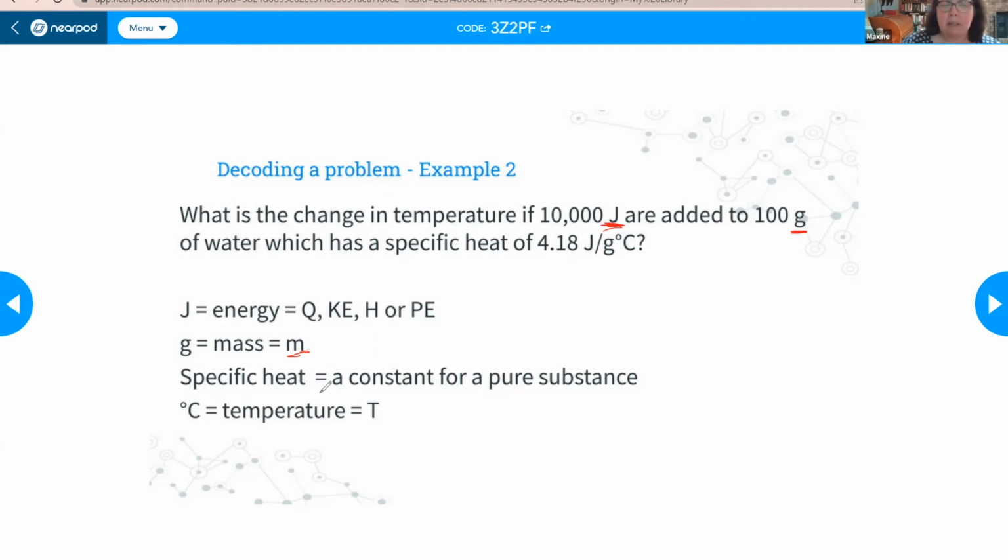Specific heat is a constant for a pure substance, and that would be given to you in a formula that has a C that stands for specific heat. That'll be something we talk about more as we get into some of the topics in the fall. And then in this case, this degree C is for a temperature. So I need a formula that has M, one of these, C, and T in it when I'm looking at my formula sheet.